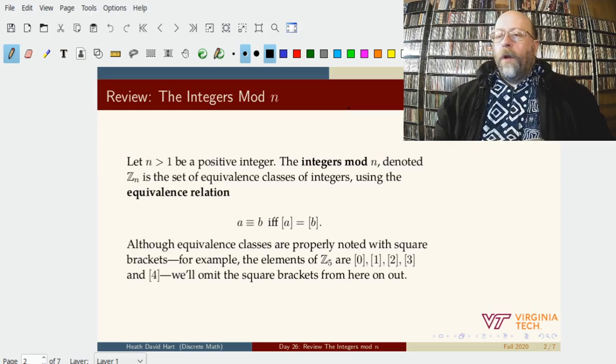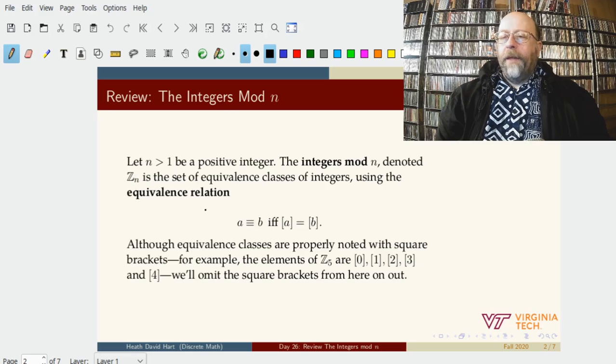So, reviewing what we did last time, we talked about the integers mod n. It's the set of equivalence classes of integers using this equivalence relation. We write this Z mod n, with a little subscript of n.